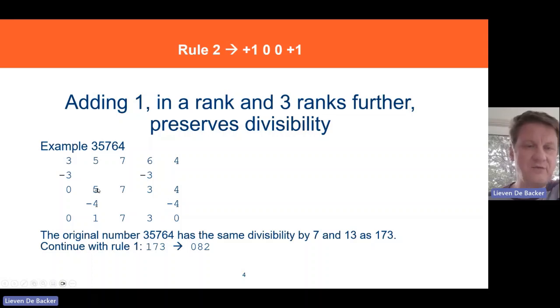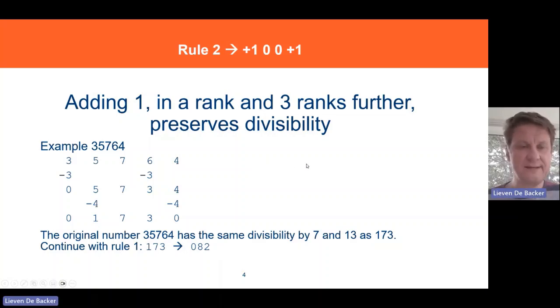Again, we apply the rule on the next rank. Here the 4 is the limiting factor, so we subtract 4 in the fifth and in the second rank. 5 minus 4 is 1, we preserve the 7 and the 3. 4 minus 4 is 0, so we get rid of this digit. So we end with a number 173, where we apply the rule number 1. So we subtract 1, add 1, and subtract 1, which gives us 82, which is not divisible. So we know the original number is also not divisible.